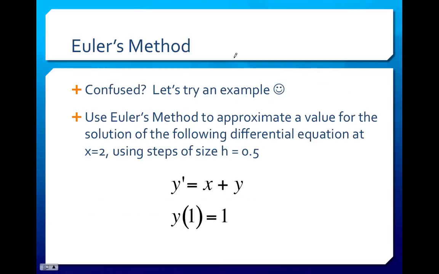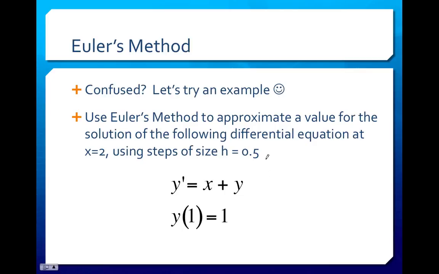So if you're confused, let's try an example. We are going to use Euler's method to approximate a value for the solution of this differential equation at x equals 2 using step sizes of h equals 0.5. Okay, so this is my derivative rule. This is my initial point, and I'm told to use a step size of 0.5.